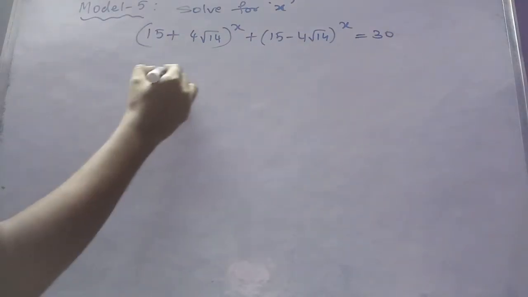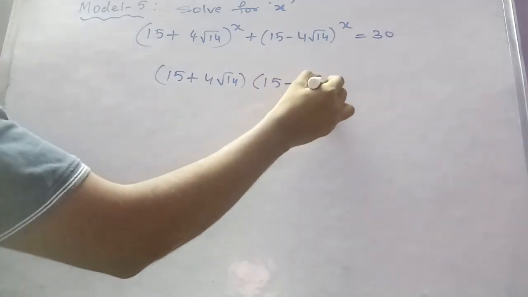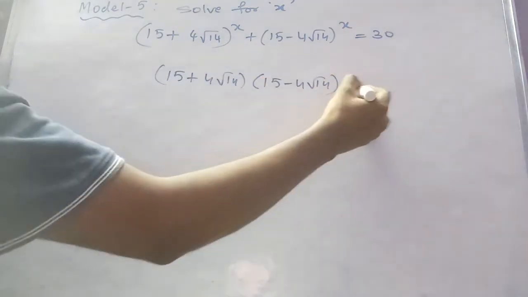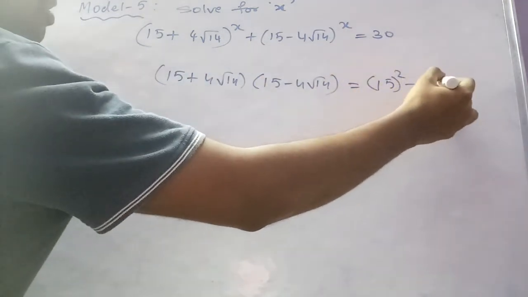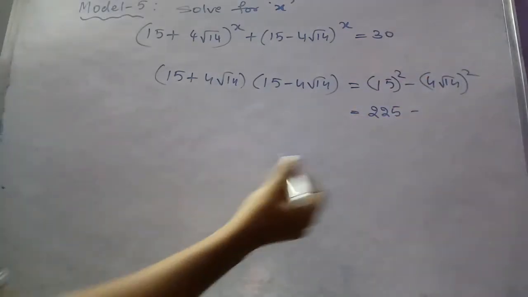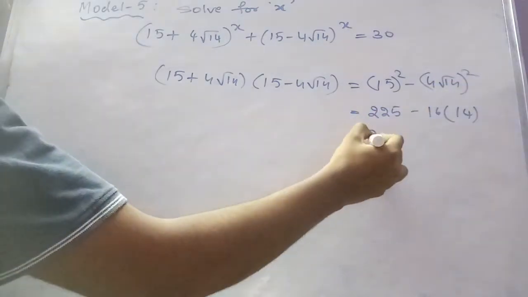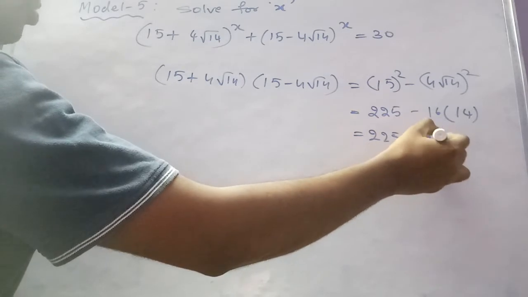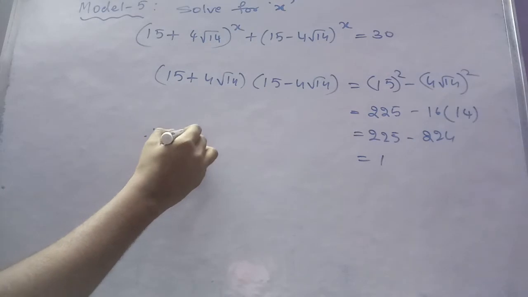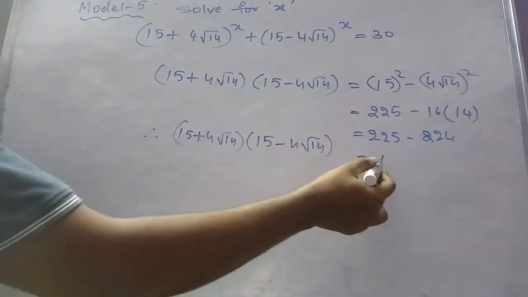So that means (15 + 4√14) × (15 − 4√14). If I multiply these two using the (a + b)(a − b) formula, we will get a² − b². 15² is 225, minus 4² is 16 and √14 squared is 14. So 225 − 16 × 14 = 225 − 224, which is clearly equal to 1. So therefore the product of these two surds, (15 + 4√14)(15 − 4√14), is equal to 1.